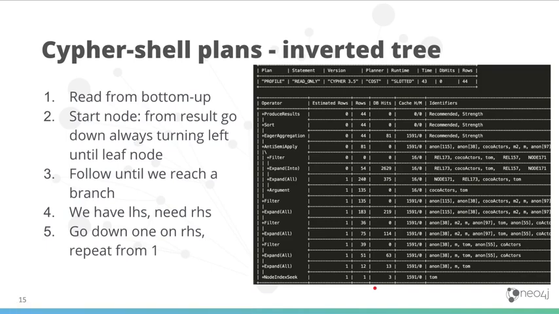Cypher-shell also has PROFILE and EXPLAIN, but it looks very different. It's similar, except that it's inverted. We actually start producing results at the top, and our first operation is usually at the bottom. We'll follow this up until we reach a branch. We'll find the bottom leftmost leaf node, and then follow it through.